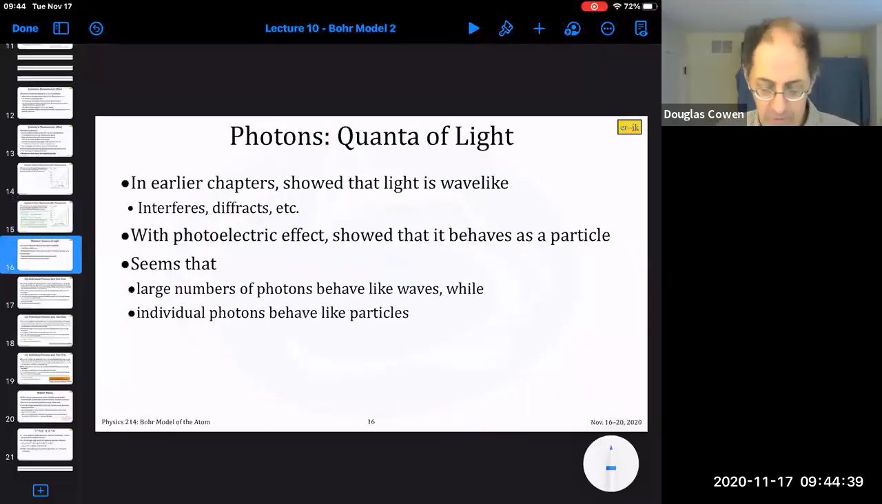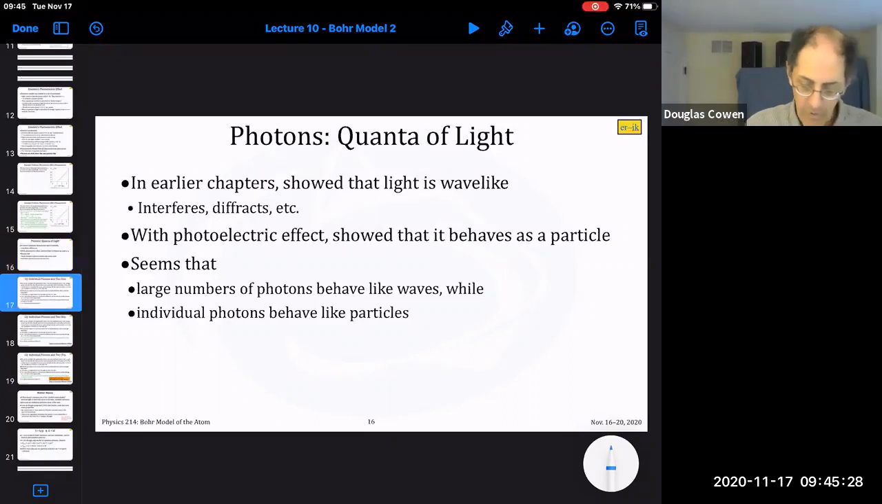All right, so to summarize, what we've seen from previous work is that light is wave-like because it interferes and diffracts. With the photoelectric effect, we've just seen that light behaves like a particle. So one thing you could imagine is that if you have large numbers of photons, like you turn on a light source and shine the light on two slits, you expect large numbers of photons like that to behave like waves. Whereas for the photoelectric effect, where you're thinking about single particles of light hitting a cathode, when you have individual photons, then they behave more like particles.